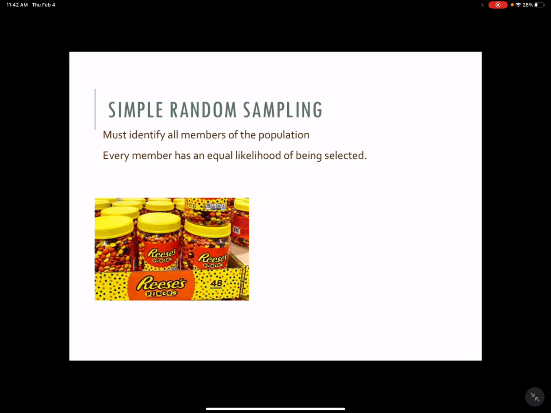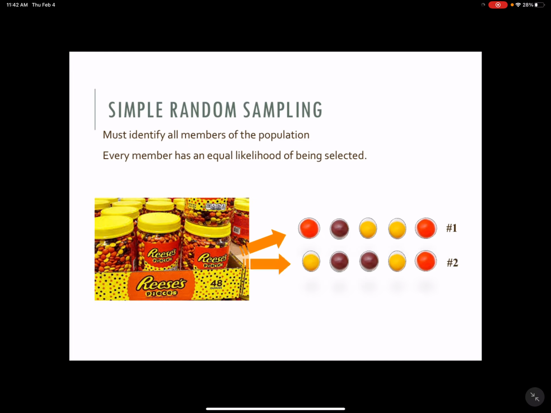So, like you did in your exercises, a random sample might look like this. Number one, we'd get all three of the colors from Reese's Pieces, mostly yellows and oranges, and one little brown guy. Now, sample number two, we get a little brown more represented, orange less represented. Sample number three, we only got oranges, which is possible with random sampling.